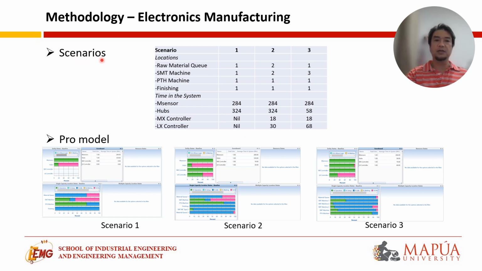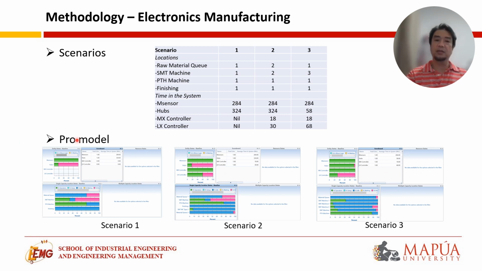So I got three scenarios in the manufacturing simulation. The first scenario is the standard line, which has just one machine on each processing step. For scenario two, I have the raw material with two locations, SMT has two locations, and PTH is the same, and finishing is also the same, one location. For scenario three, I have one location for the material queue, and only the SMT is different because it has three machine locations.